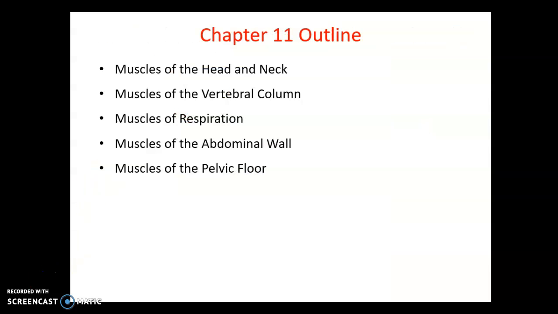That was the last slide. Sorry for the abrupt ending, but now we're on chapter 11: muscles of the head and neck, vertebral column, respiration, abdominal wall, and muscles of the pelvic floor. I'm going to try and get through a lot of this, and what I don't cover, I'll cover the day after tomorrow in lecture.